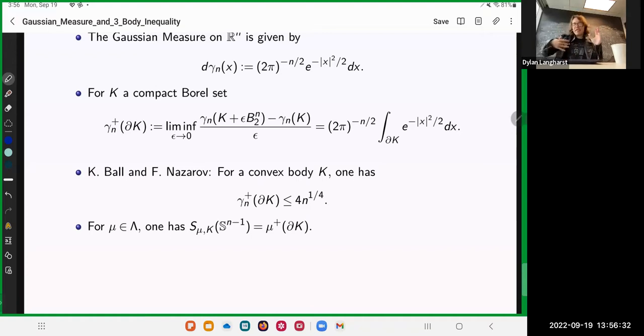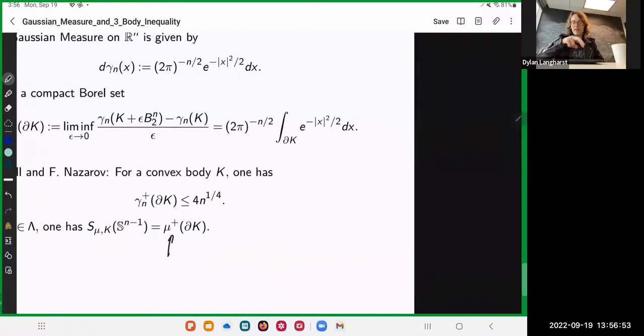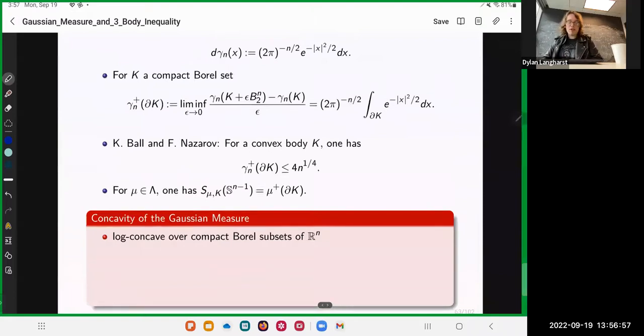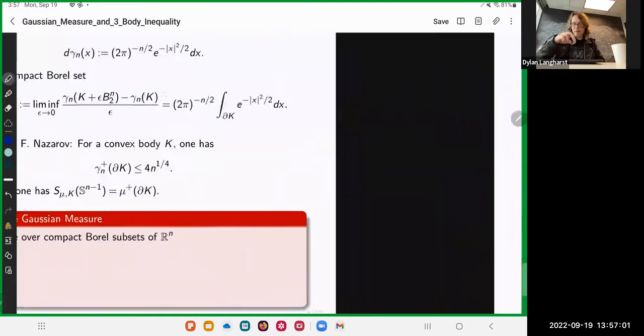Now, to connect this historical story with what we're talking about now, we simply see that if I have some Borel measure mu, and I construct the measure theoretic surface area measure of a convex body K, and then I measure the whole sphere, that's the same as mu plus of the boundary of K. So we have to connect the two ideas. And while we're talking about the Gaussian measure, let me mention that the Gaussian measure is log concave over the compact Borel subsets of R^n.